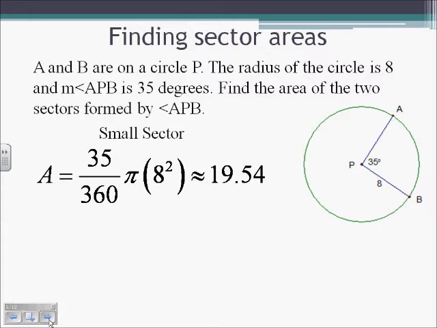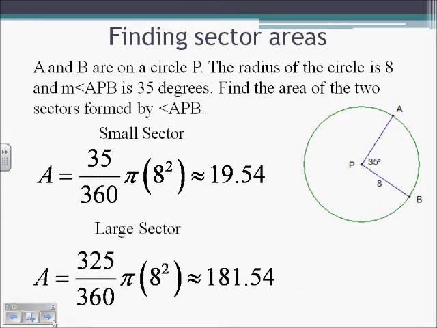On the other hand, then, we know that the bigger sector there is going to be using the other arc, which would be 360 minus 35, which is going to end up being 325 all over 360, again, times our pi times our radius, which is 8 squared, which is going to be approximately 181.54.